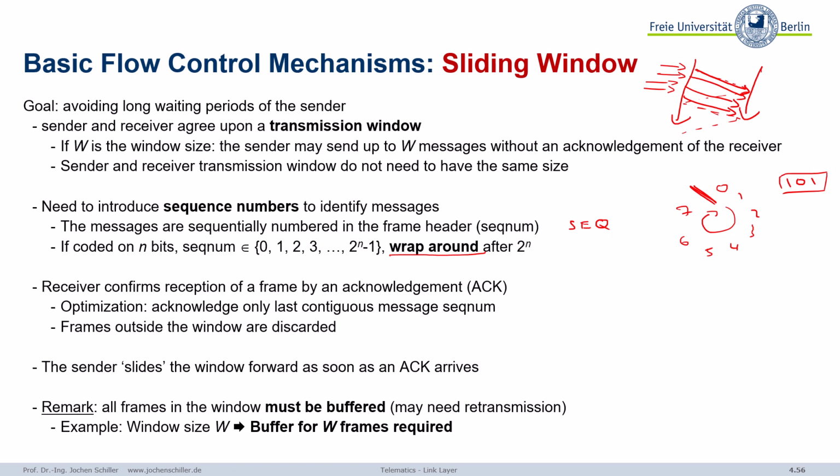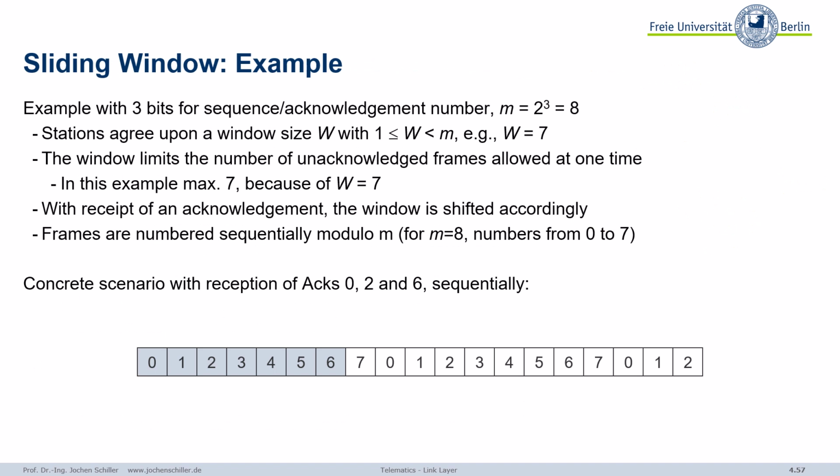Okay, a bit theoretical, so an example makes it easier to understand. We have a very simple example with 3 bits for the sequence or acknowledgement numbers, for numbering the packets. So with 8 different values, from 0 to 7. Then we agree upon a certain window size, and this depends on your buffer size. So for example, I could say the window size is 7.